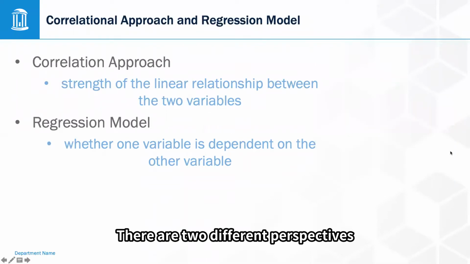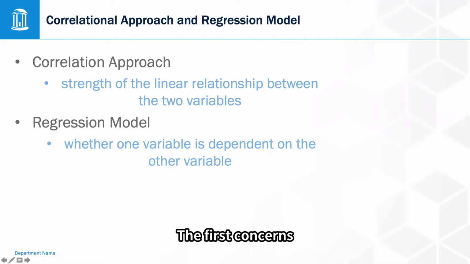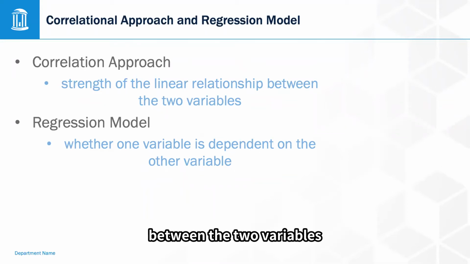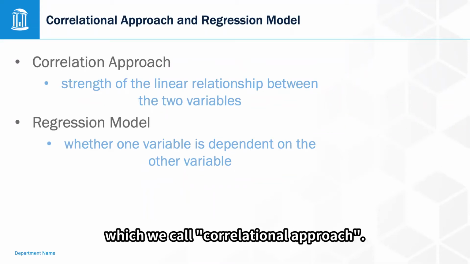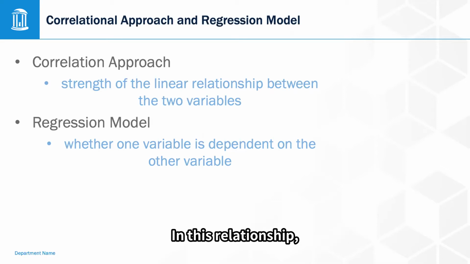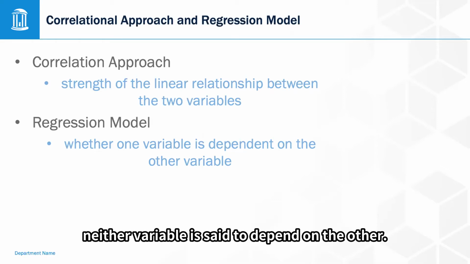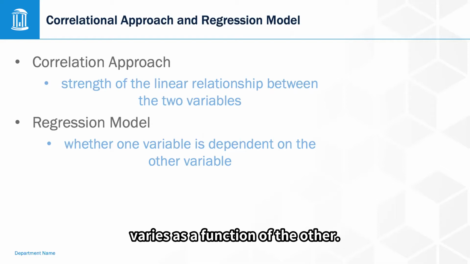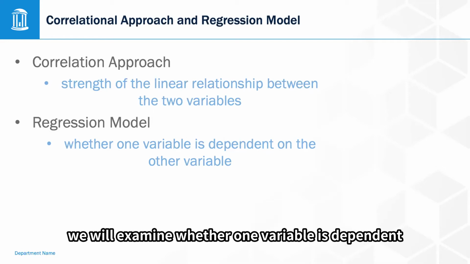There are two different perspectives that you will need to pay attention to. The first concerns the strength of the linear relationship between the two variables, which we call the correlational approach. In this relationship, neither variable is said to depend on the other. And the other is the regression model, which talks about how one variable varies as a function of the other. In this second case, we will examine whether one variable is dependent on the other variable.